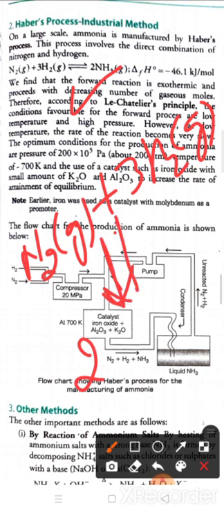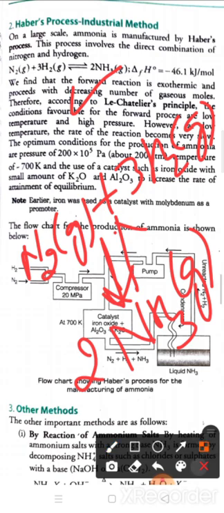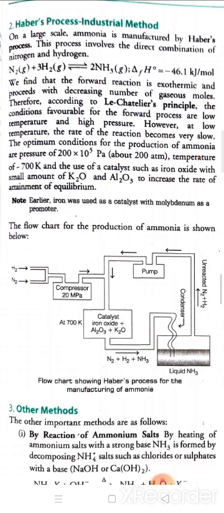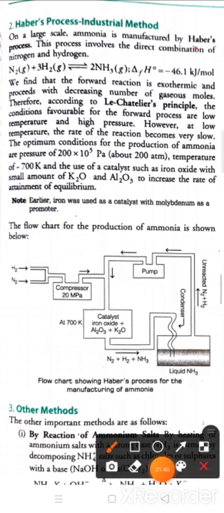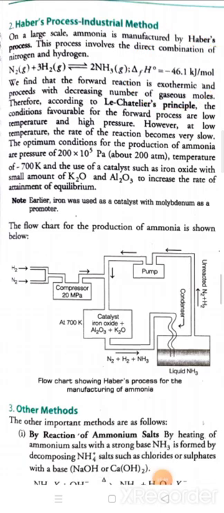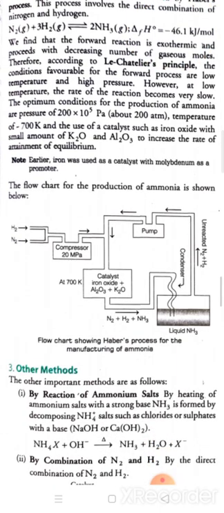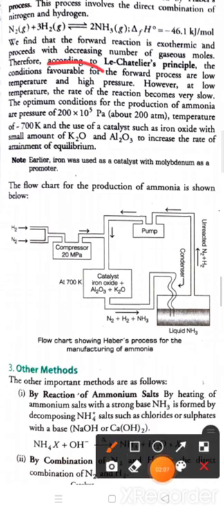This reaction is a reversible reaction, and this is an exothermic reaction. So a large amount of heat will be released in this process. That's why the energy value is minus 46.1 kilojoule per mole. So we find that the forward reaction is exothermic and proceeds with a decreasing number of gaseous moles. Therefore, according to Le Chatelier's principle, the conditions favorable for the forward process are low temperature and high pressure. So this is the favorable condition for this reaction.